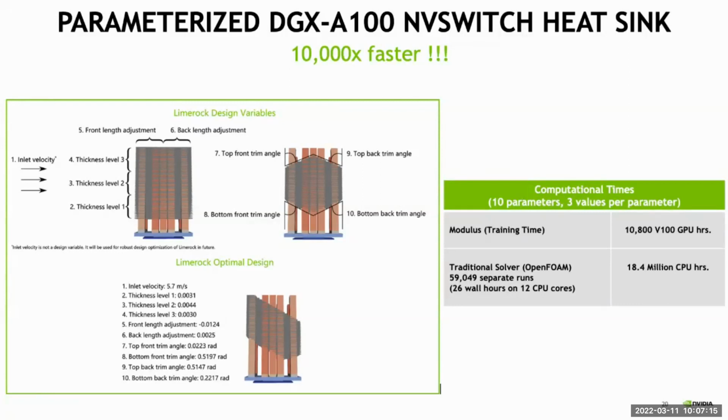The neural network in this example consists of 10 variables with minimum, maximum, and median values in the range of these parameters. Once trained, Modulus can solve the problem 10,000 times faster than traditional solvers.